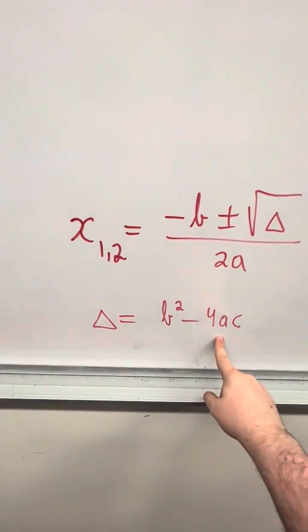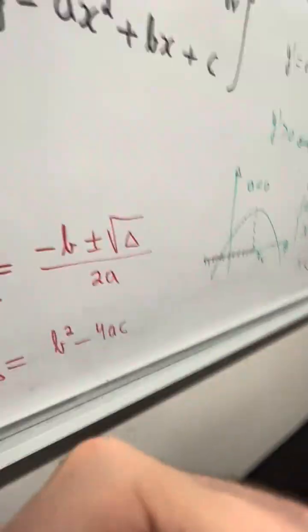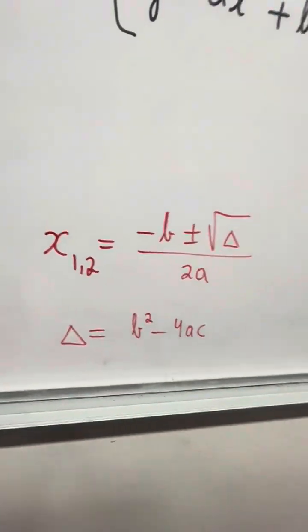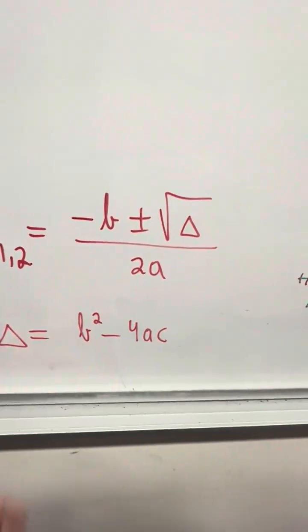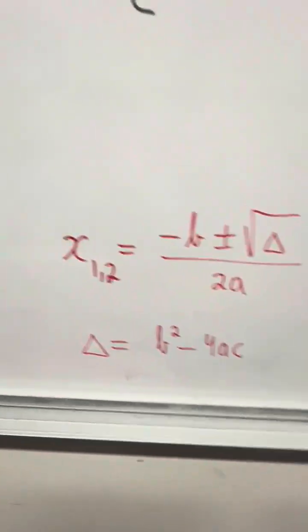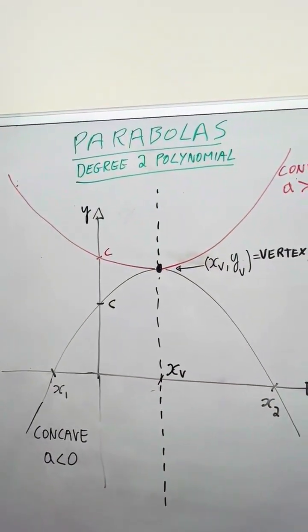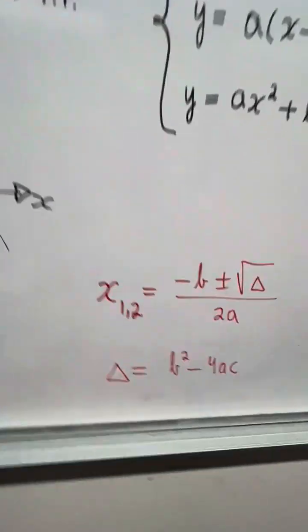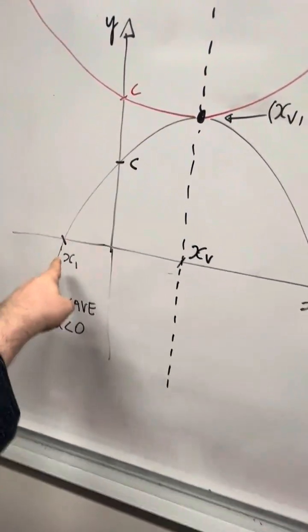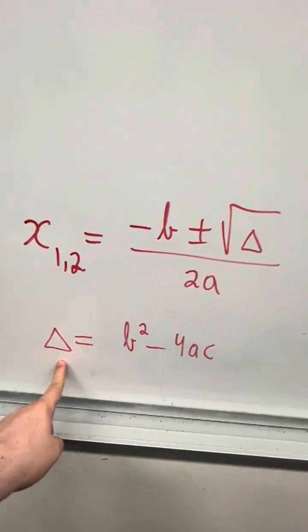Assuming this delta is non-negative, this becomes two real numbers. If delta is 0, both numbers are the same. If delta is positive, we have two different real numbers. And if delta is negative, the parabola does not intercept the x-axis. Right? Like the red parabola does not intercept the x-axis. So for the red parabola, the delta is negative. For the black parabola, I have two intercepts. So I have the delta strictly positive.